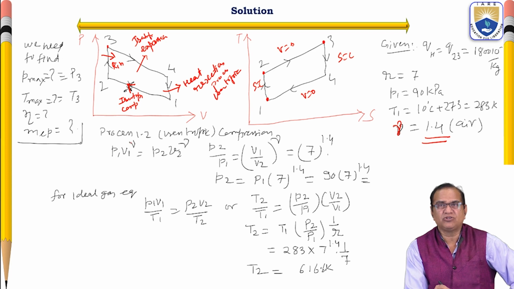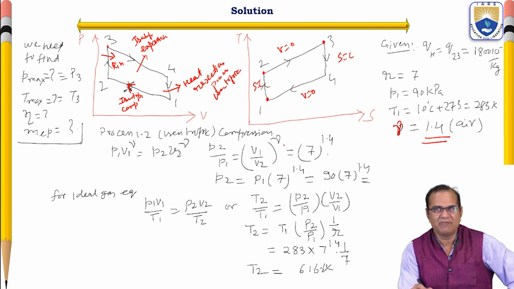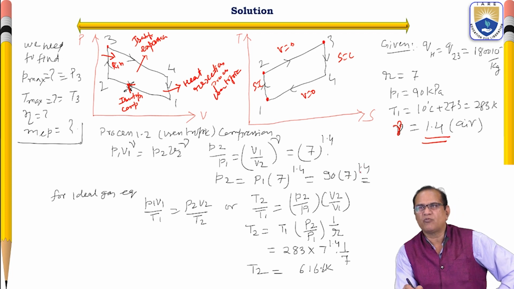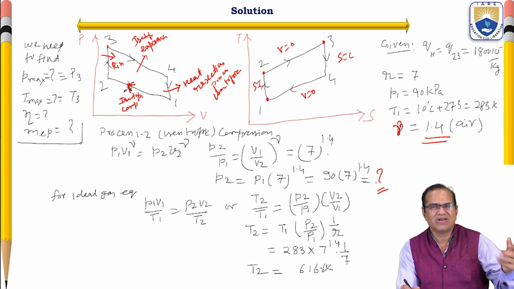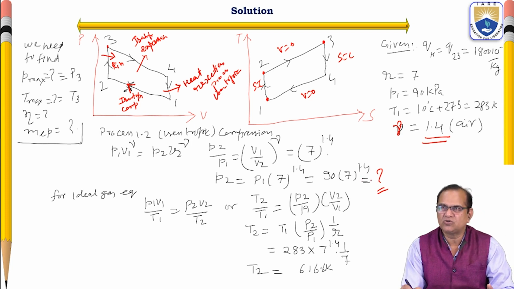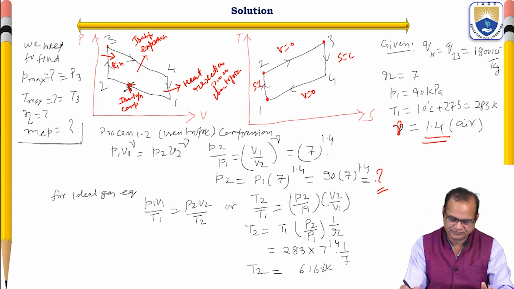relations. P1 V1 to the power gamma is equal to P2 V2 to the power gamma. So P2 by P1 is equal to V1 by V2 to the power gamma, and V1 by V2 is given as 7 and gamma is equal to 1.4. So we get P2 is equal to P1 into 7 to the power 1.4, and P1 is 90, so 90 into 7 to the power 1.4. You can calculate this further. I have not given exactly how much P2 we have got. It is for you to make the calculation and find out the answer.